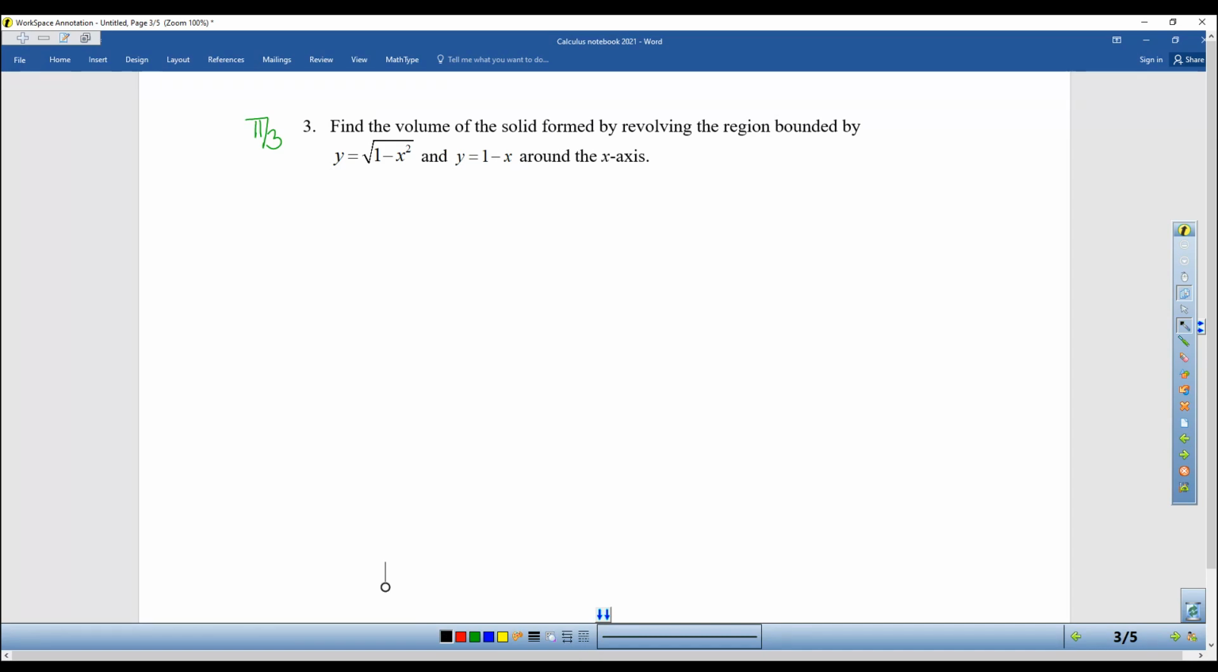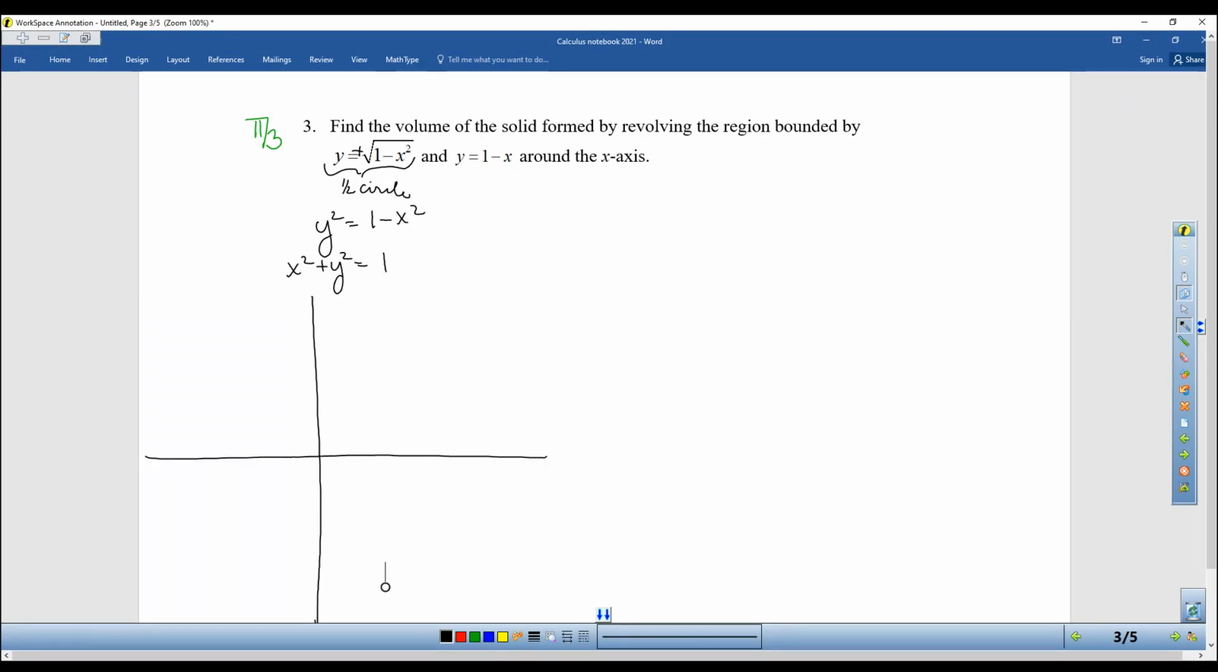Find the volume of the solid formed by revolving the region bounded by the square root of 1 minus x squared and 1 minus x around the x-axis. So again, I'm hoping that you've started to recognize this. This is a half circle. Y squared, if I square both sides, is equal to 1 minus x squared. If I add the x squared, I get 1. But it's just the top half of the circle because it's not y is equal to plus or minus.